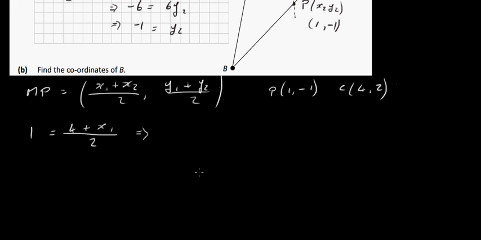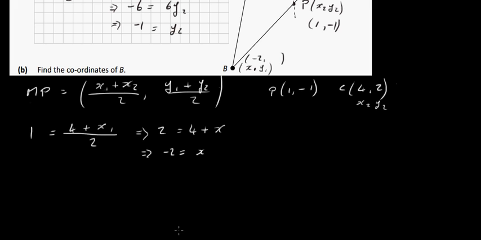So that gives me, remember this here is x2, y2. This is my midpoint, and b here is x1, y1, if you like. So what do I get here when I do this? Well, 2 times 1, 2, multiply across by 2, and that gives me 4 plus x, so that gives me x is equal to minus 2. Okay, so I know that my x1 here is minus 2.